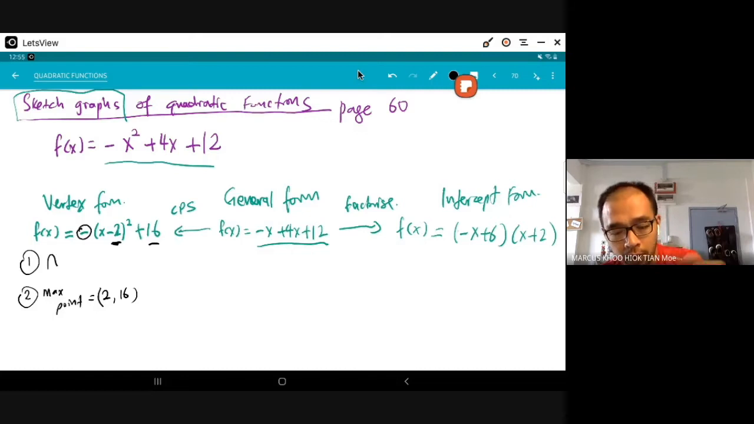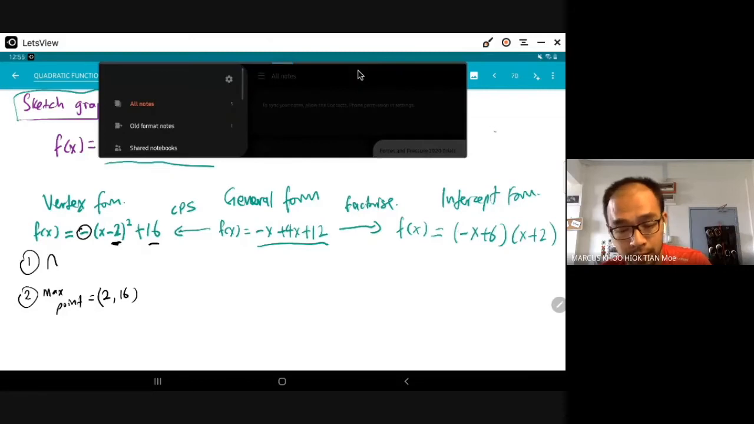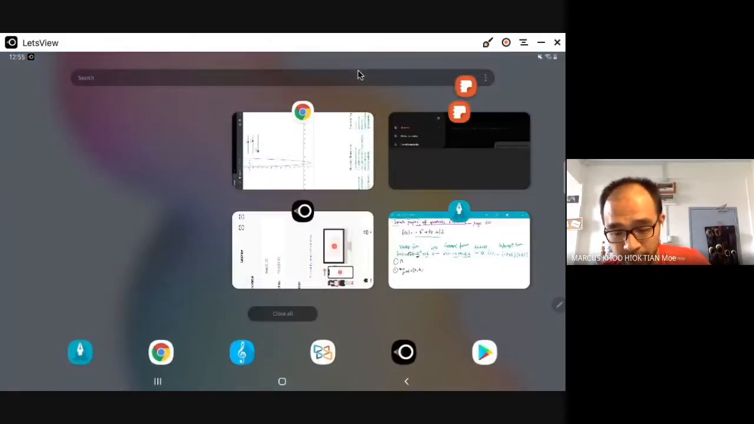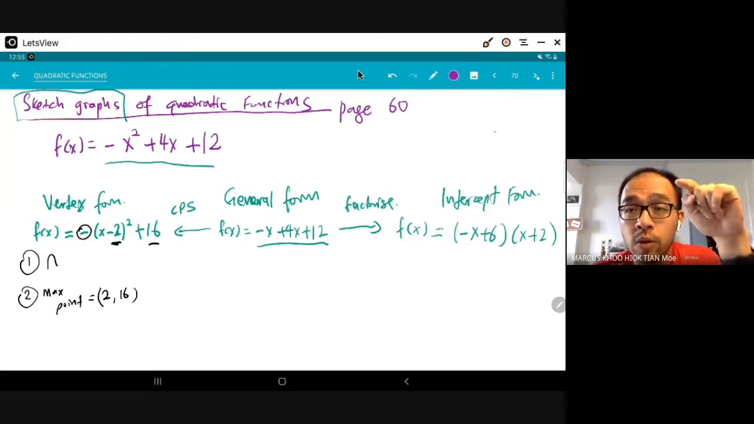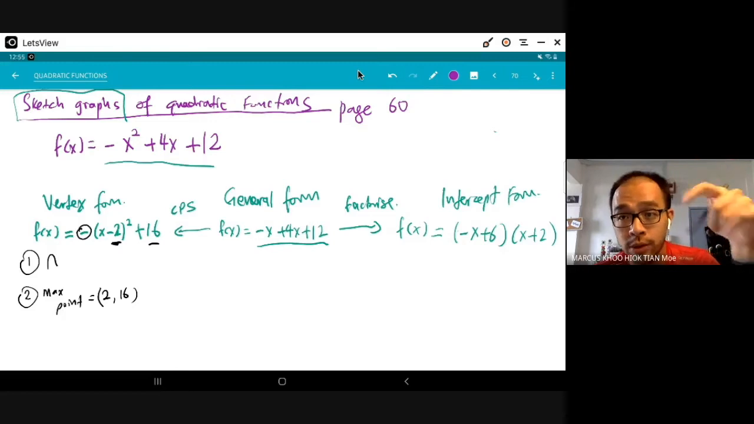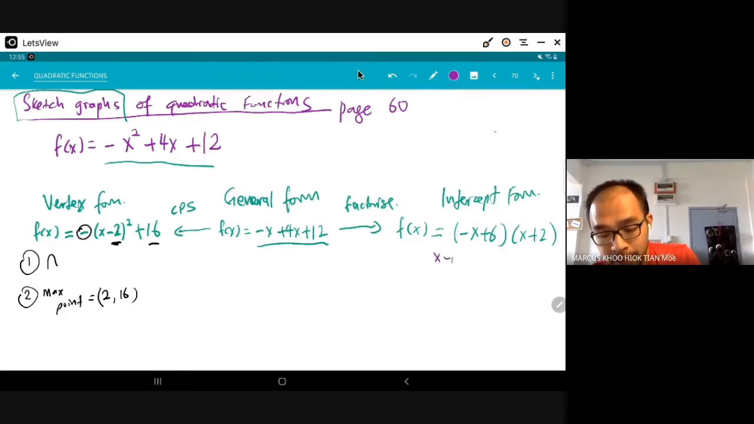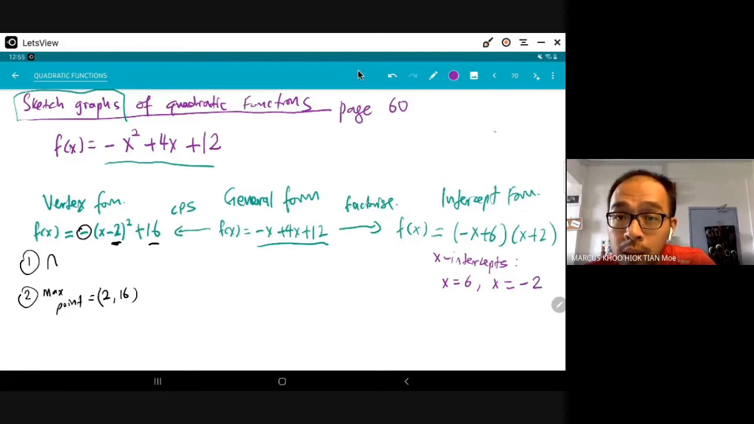Secondly, now we go to the intercept form. Why is the intercept form very important? It is very important because it tells us the value of x where the graph cuts. So the x-intercepts are x equals 6 and x equals negative 2. Because if we solve this, we will get x equals 6, x equals negative 2.